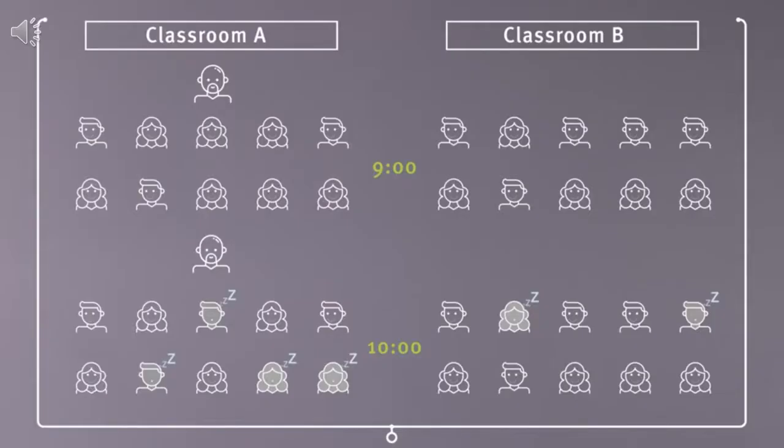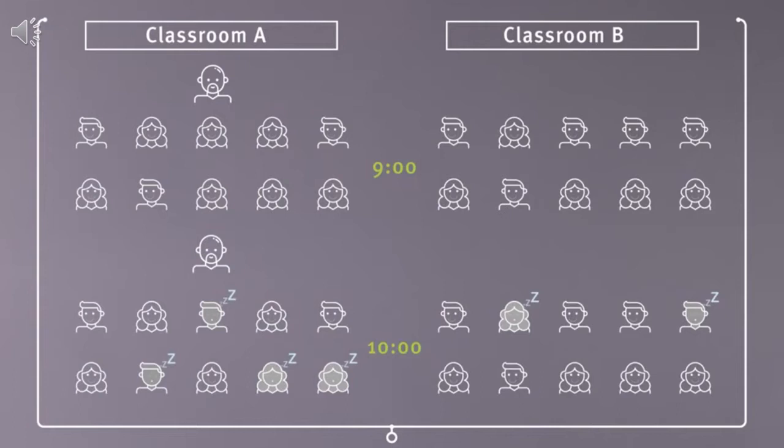To quantify an association, you have to have two groups which you compare. One group is exposed, and the other one is unexposed. We have two classrooms in this example. In classroom A, the students are exposed to the boring lecturer, so this is the exposed group. In classroom B, the students don't have the boring lecturer, so this is the unexposed group.